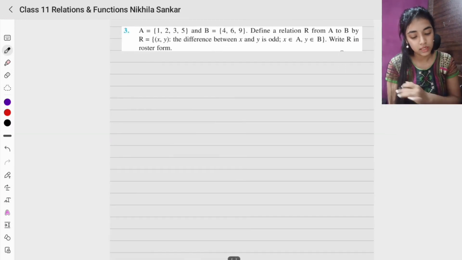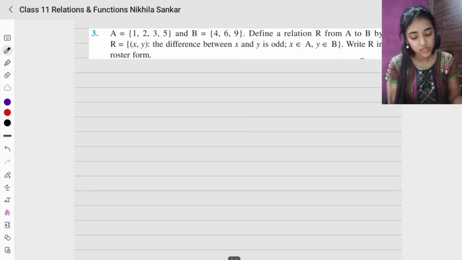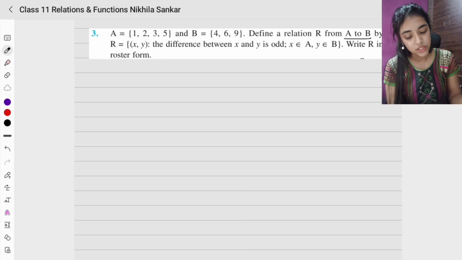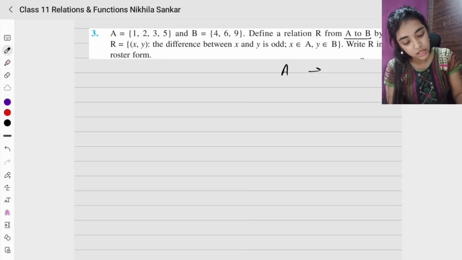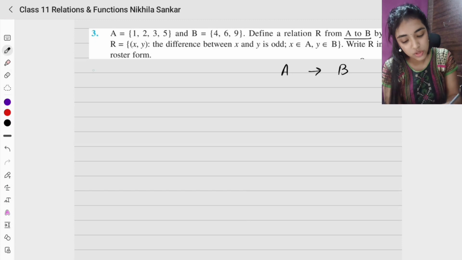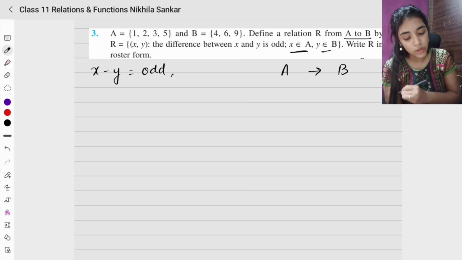Okay, question number 3. A equals 1, 2, 3, 5, and B is given. Define a relation from A to B. So we are defining a relation from A to B such that the difference between x and y is odd. So the difference between x and y is going to be odd. x belongs to A and y belongs to B.